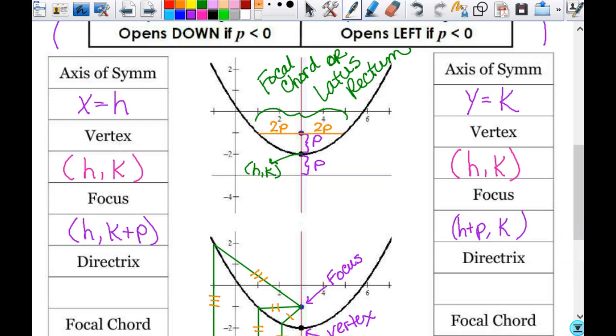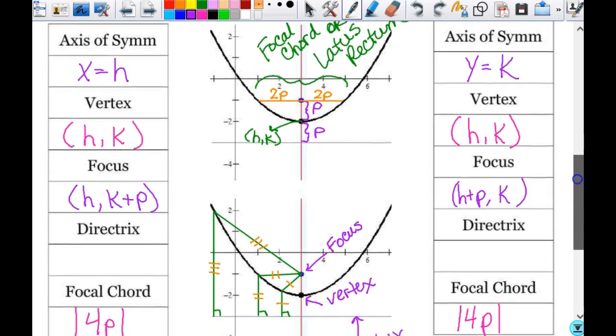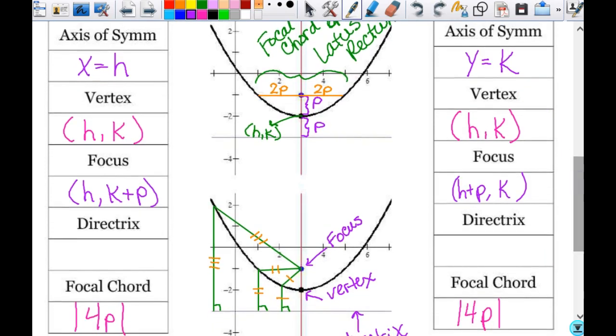Now, the axis of symmetry is a line. Vertex is an ordered pair, obviously. Focus is an ordered pair. Directrix is a what? Is it an ordered pair or a line? It's a line, okay? And it's going to be right now either a horizontal or a vertical line, right? So if it opens up or down, is it going to be a horizontal or a vertical line? Horizontal. So I know it has to be a y equals something.